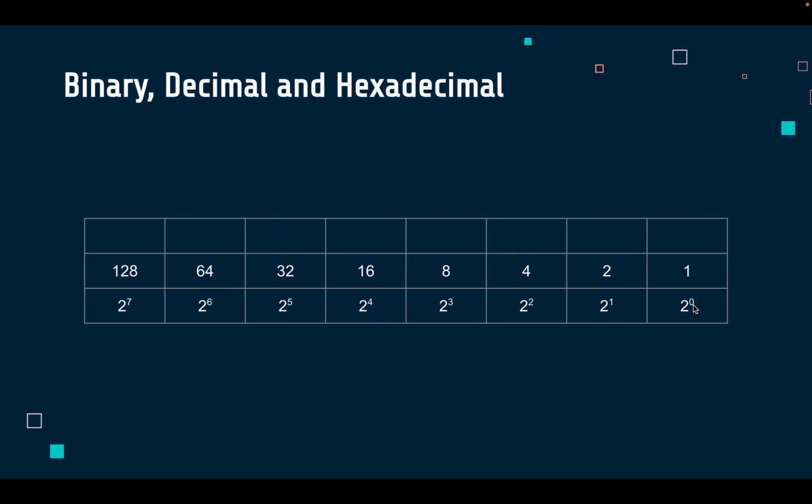And because it's base 2, it's 2 to the power of 0, 2 to the power of 1, 2 to the power of 2, 2 to the power of 3, 2 to the power of 4, 2 to the power of 5, 2 to the power of 6, and 2 to the power of 7. As you start moving through binary numbers, 1, 2, 4, 8, 16, 32, 64, 128 will be ingrained in your memory.